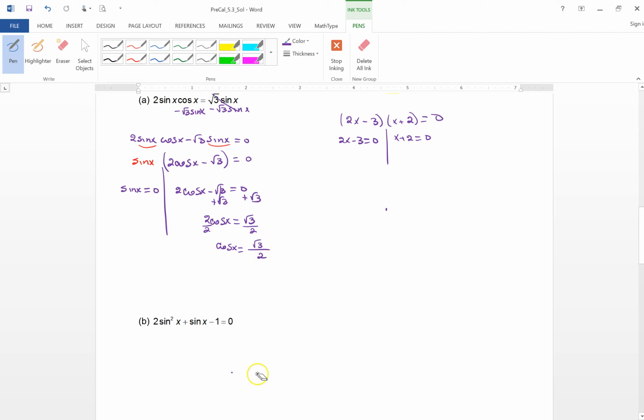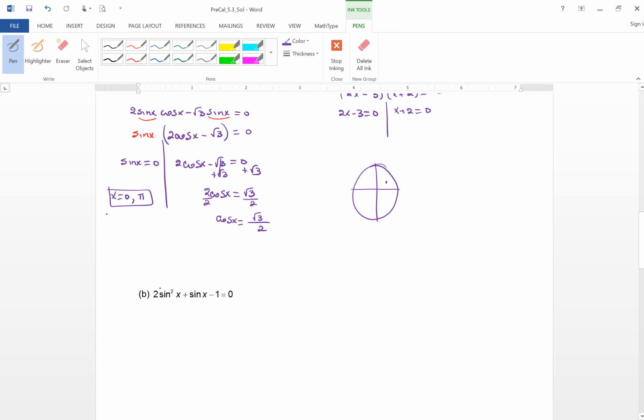Now, I ask myself, where is sine of x equal to 0? Well, sine of what equals 0? Sine of 0 is 0, and sine of pi is 0, okay? So x here is 0 and pi, okay? And now here, where is cosine equal to root 3 over 2?